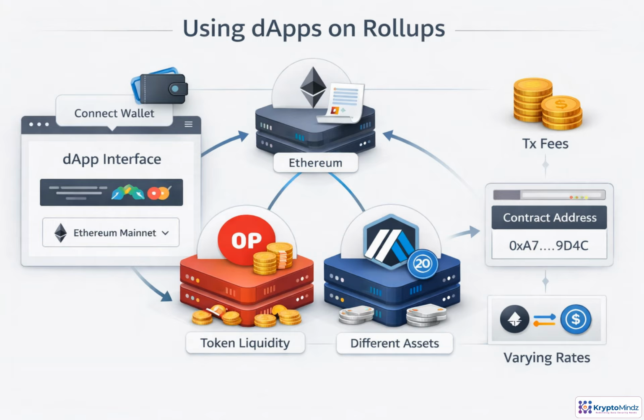When using a dApp on a rollup, the interface may feel familiar, but the backend is network-specific. The wallet determines which environment you are interacting with, and the dApp routes you to contracts deployed there. Ethereum, Optimism, Arbitrum, or another rollup can each have different contract addresses, token support, liquidity depth, exchange rates, and fees. Before approving, always confirm the active network.